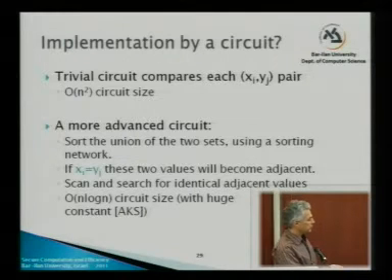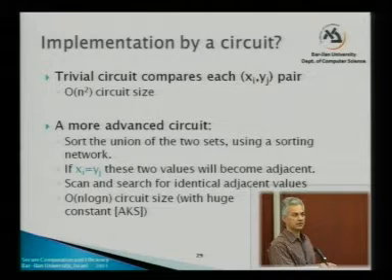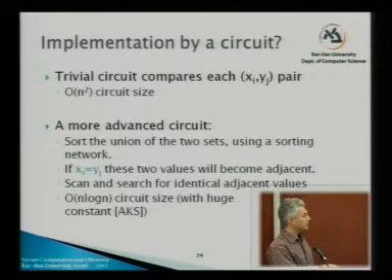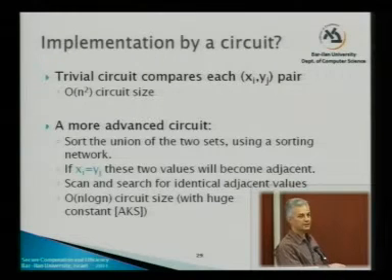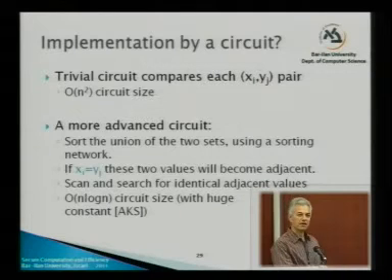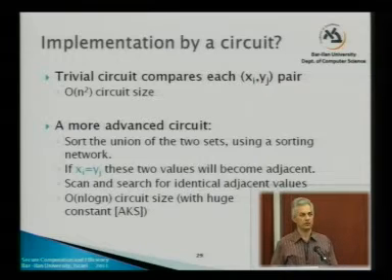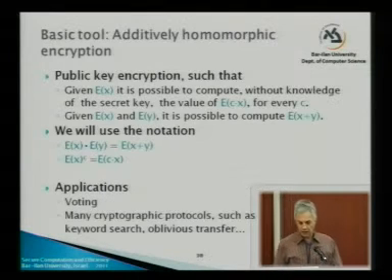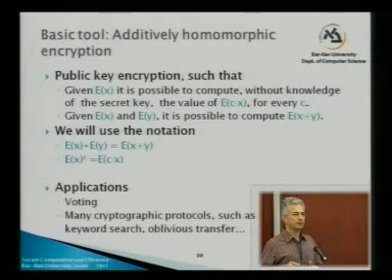The problem with this construction is that the constant here is quite large, something like 6,500. There's another construction of a sorting network, by Batcher, which has 2 log n squared gates with a small constant. So we can have a circuit of size 2 log n squared, but I'll show you a more efficient protocol. The basic tool we're going to use is additively homomorphic encryption.